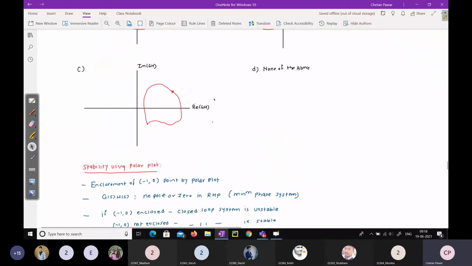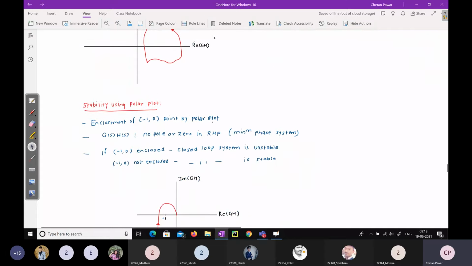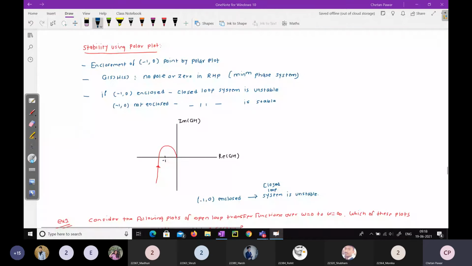Now let us see the stability using the polar plot. Now we have studied Nyquist plot, we have studied polar plot, and how to determine the stability using a Nyquist plot, we have seen that part. But how to determine the stability using the polar plot? Okay, so let us see that.